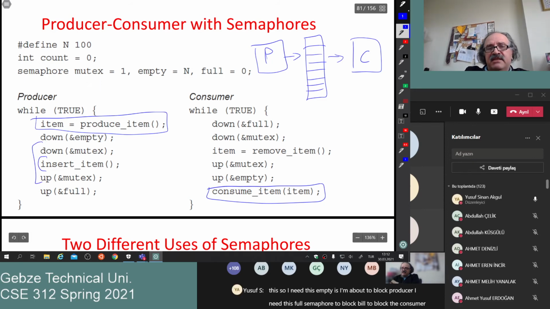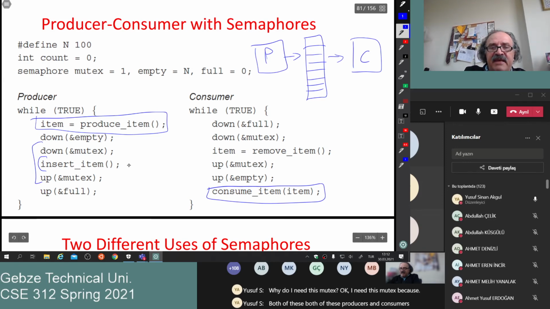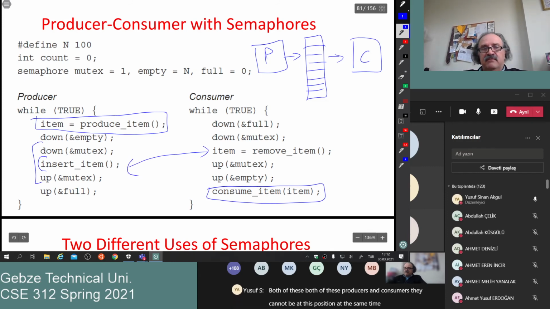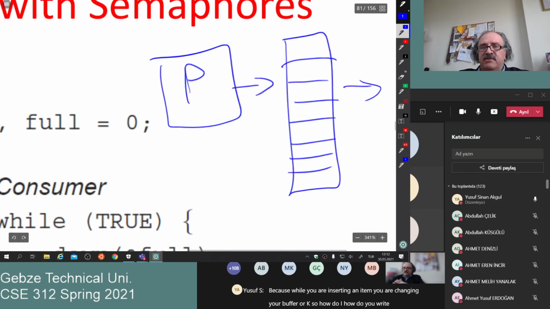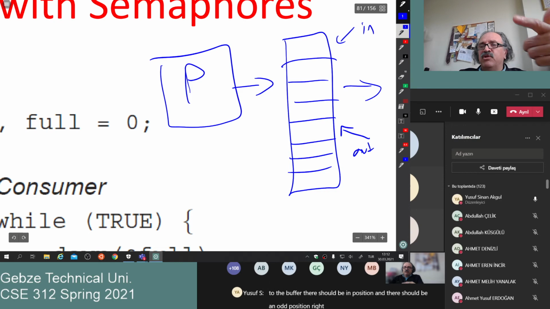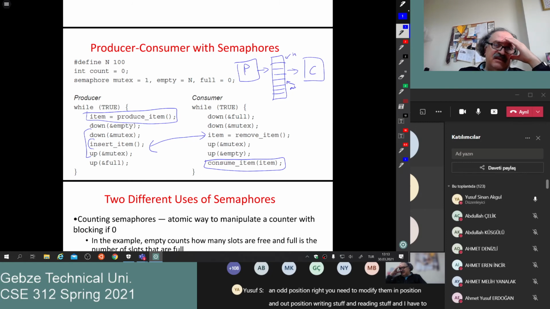Why do I need this mutex? I need this mutex because both the producer and consumer cannot be at this position at the same time. They have to wait for each other, because while you are inserting an item, you are changing your buffer. So how do you write some element to the buffer? There should be an in position and there should be an out position, right? You need to modify them, in position and out position, writing stuff and reading stuff, and I have to do this in a critical region. That's why I need this mutex, that one and that one.